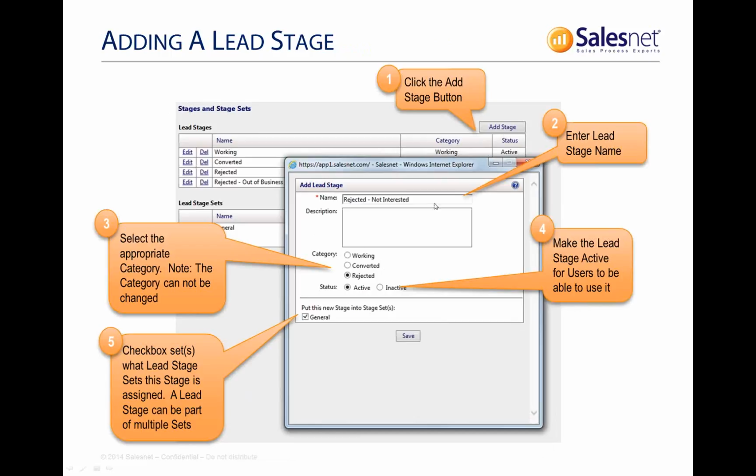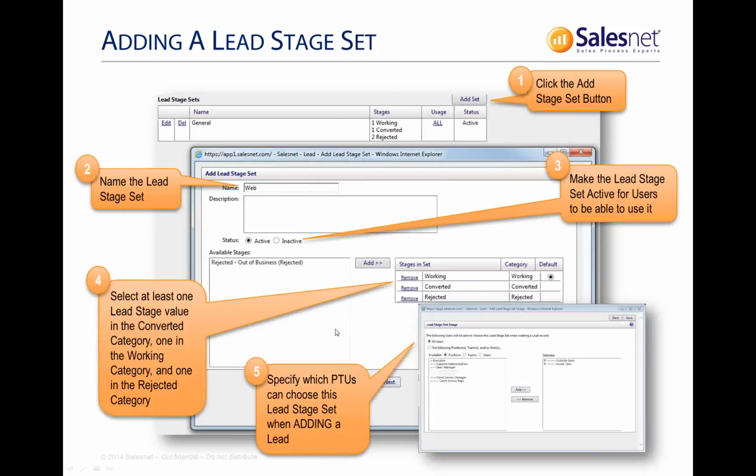These screens just show you how to add a new stage. You give it a name, you specify which category it goes in, you specify whether it's active or inactive, and you can go ahead and make it available in the stage sets that are available to you. Adding a lead stage set, we can add that new set if we want, and then we'll get to pick from a list of available stages at that point. So it needs to be made active, and then we need to share it. You know, we need to set the usage on these.